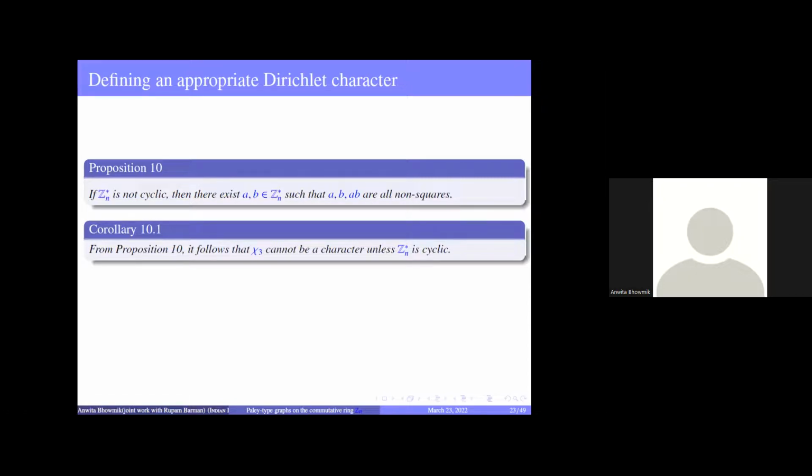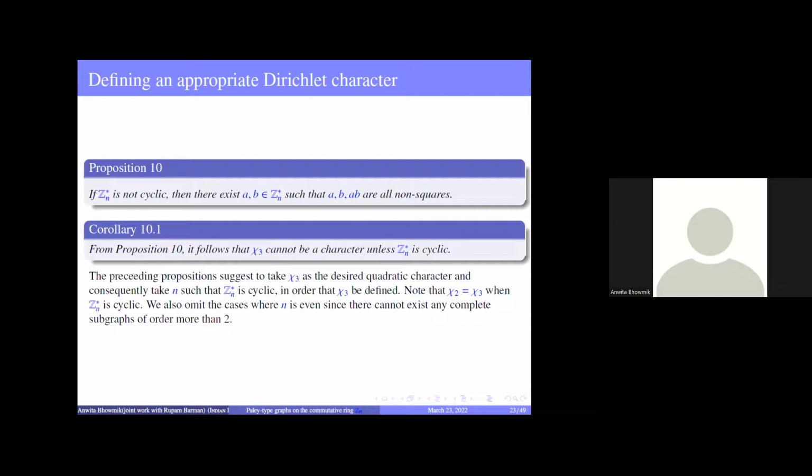of A times chi3 of B should have been minus 1 times minus 1, which should be 1. But we also get for that AB that chi3 of AB is also minus 1. So chi3 cannot be a character unless Zn star is cyclic. So from these 3 propositions, we see that if we take Zn star to be cyclic, then we can use chi3. And it turns out, in that case, chi2 equals chi3.